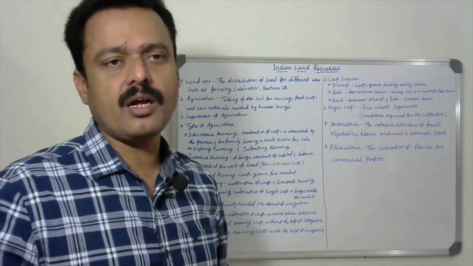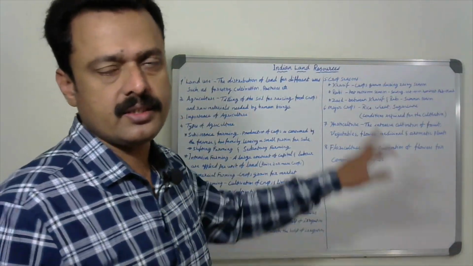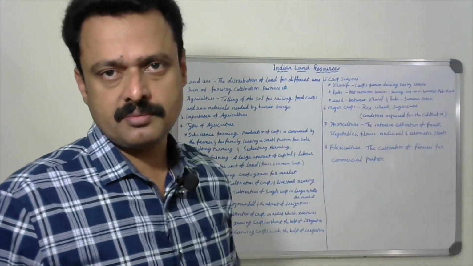Actually, between Kharif and Rabi, no summer season comes. It is between Rabi and Kharif, but in the textbook it is given like that. In the exam you write like that to get the mark.